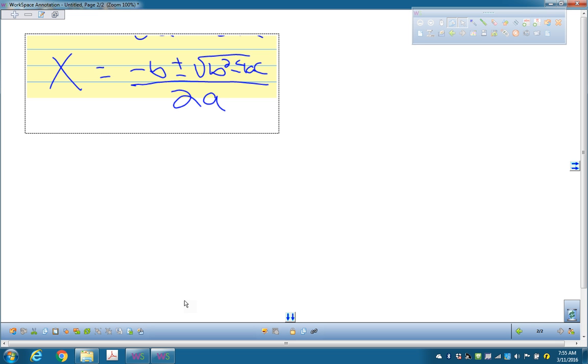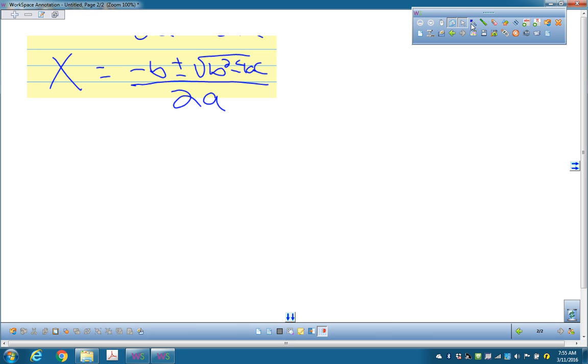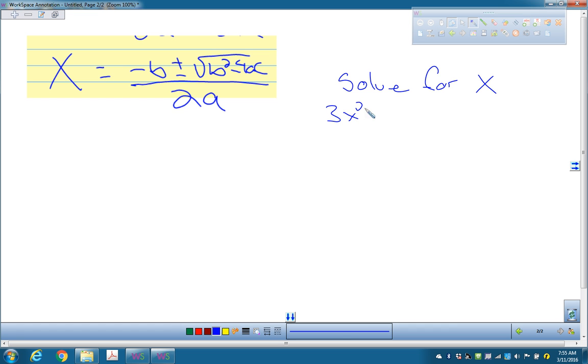So for instance, if they say solve for x, which they will, 3x squared minus 7x plus 2 equals 0.